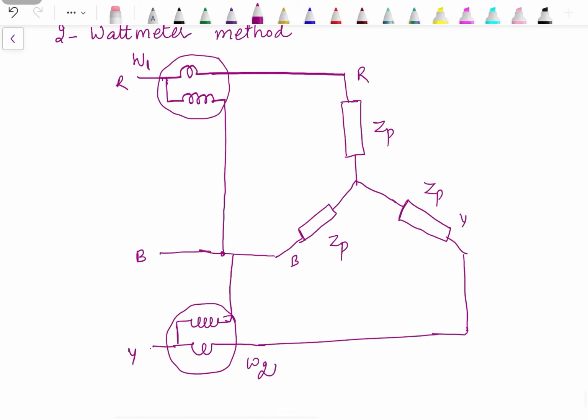So if we have to calculate W1, what will W1 read? It will read the current IR, which is the current through this current coil, and the potential across the potential coil. What is that potential? That potential is VRB, the potential difference between line R and line B. And for W2, the current through the current coil is IY. Since it's a load, current is flowing towards the load, and the potential across the potential coil is VYB. Y is at higher potential in comparison to B, so it's VYB.